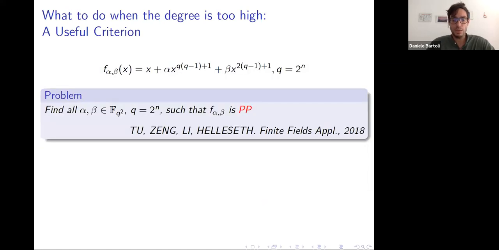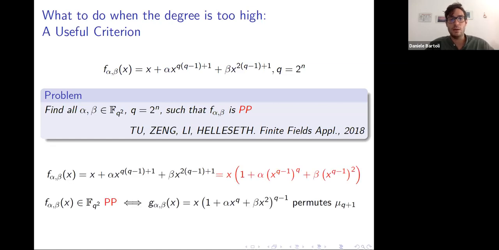Well, so let's see how we can use this criterion in order to study a simple curve, at least an attackable curve. Well, suppose that you would like to classify all the pairs alpha and beta in Fq squared, q a power of 2, such that this trinomial here is a permutation of Fq squared.